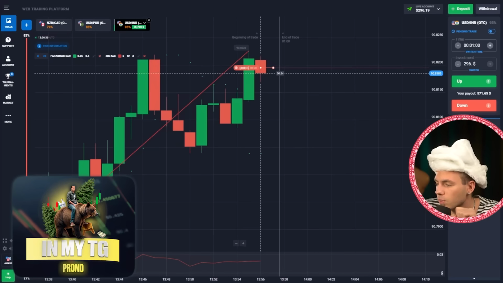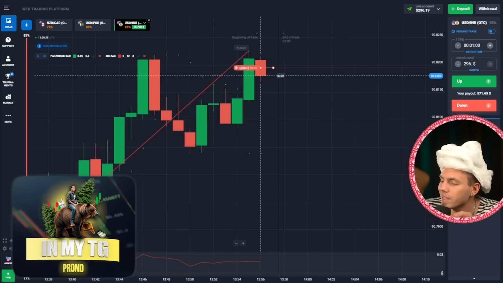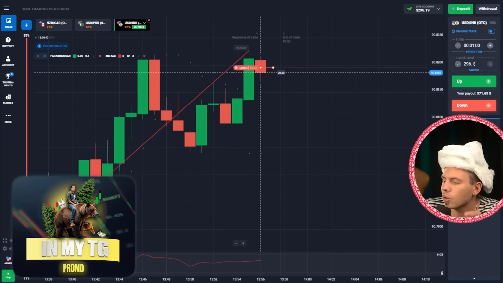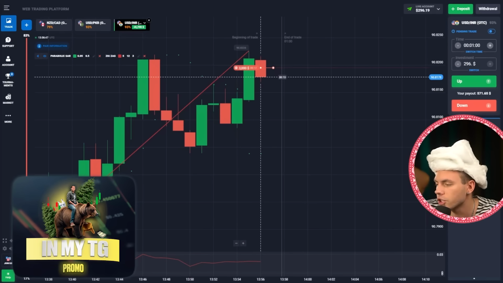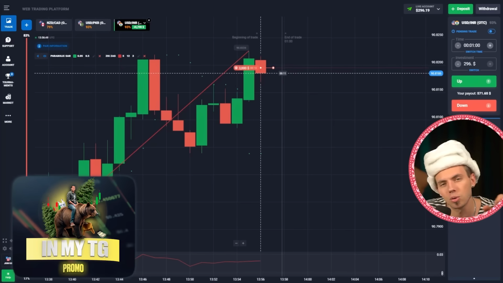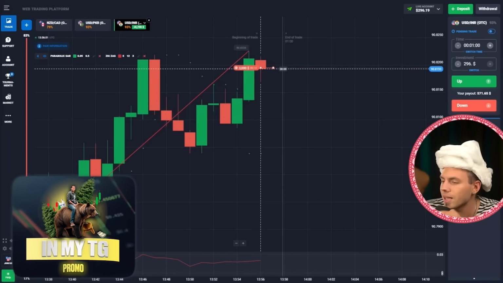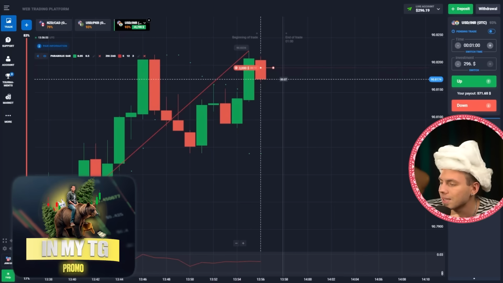And here we also picked a very cool moment, and we expect a pullback down to remove the local overbought zone, which normally happens with the high volatility markets. So once you reach the overbought zone, you need to cool down a bit. So that's basically why we opened the sell trade, and I guess this will bring us very cool profits right now.